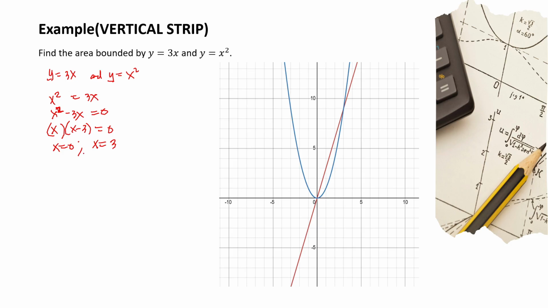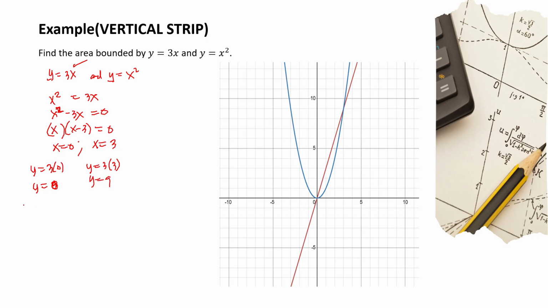So now we have the value for x. So we need to find the value for y so that we can get the intersections. The area is bounded by y equals 3x and y equals x squared. When x is equal to 0, we substitute 3 times 0, so y is equal to 0. When x is equal to 3, y is equal to 3 times 3, so y is equal to 9.